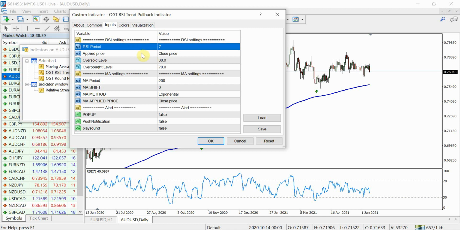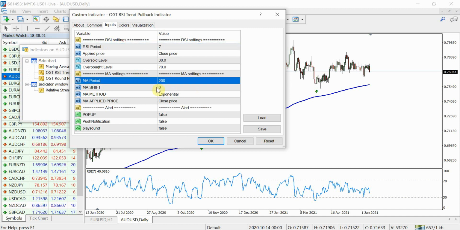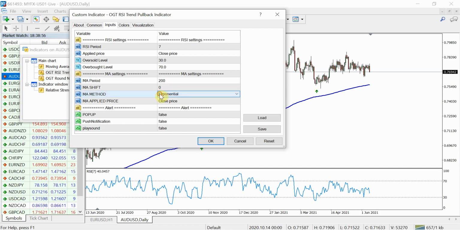So you can choose your RSI settings, and again you can choose anything you want, any period, and any overbought oversold level. If you change those to 80-20 or 60-40, which some people like to do, the arrows will only show at those particular points. And again, you can change your MA from 200 to 100 to 50, and you can change this from exponential, simple, smooth, linear, weighted, whatever you prefer to use.